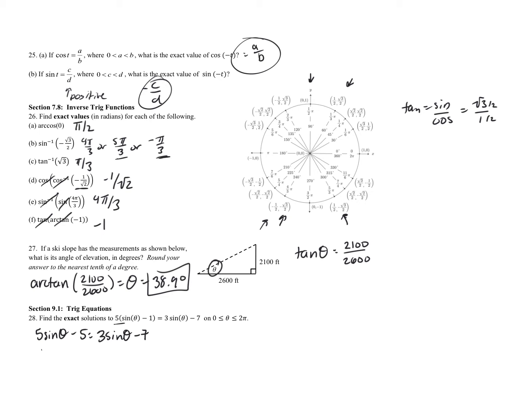So we'll be left with 5 sine minus 3 sine, which leaves us with 2 sine. Negative 7 plus 5 will give us negative 2. Dividing both sides by 2, we get sine of theta is equal to negative 1. And what angle theta gives us sine of theta equal to negative 1? Well, that's going to be theta equals 3 pi over 2.